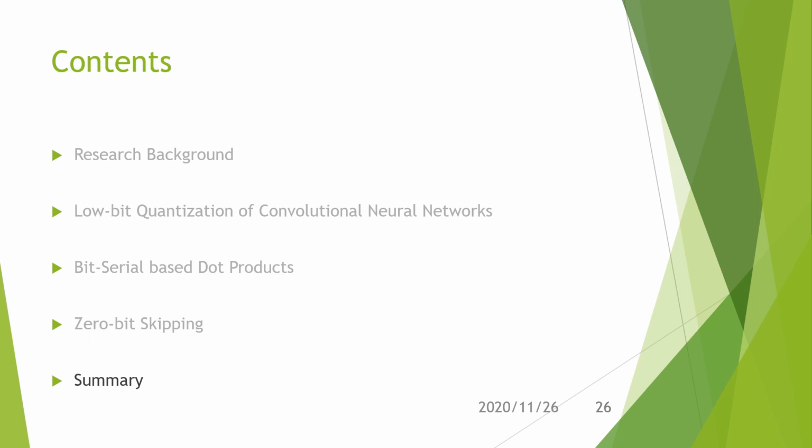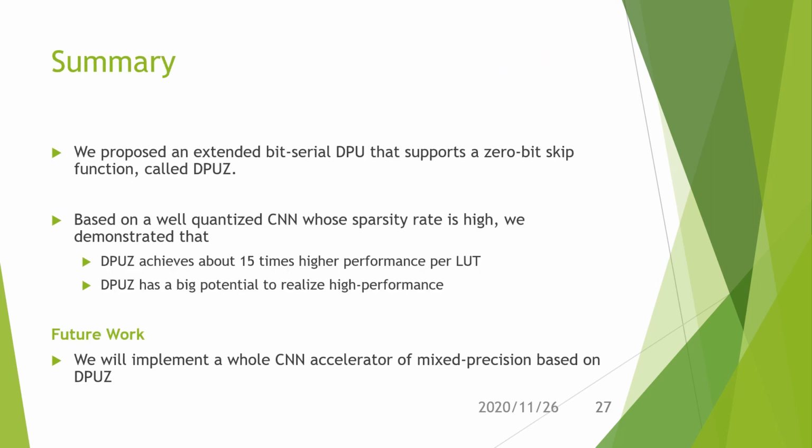Let me conclude this presentation. We proposed an extended bit-serial DPU that supports a 0-bit skip function, called DPUZ. Based on a well-quantized CNN, whose sparsity rate is high, we demonstrated that DPUZ achieved about 15 times higher performance per lookup table, and it has big potential to realize high performance. In our future work, we will implement a whole CNN accelerator of mixed precision based on DPUZ.